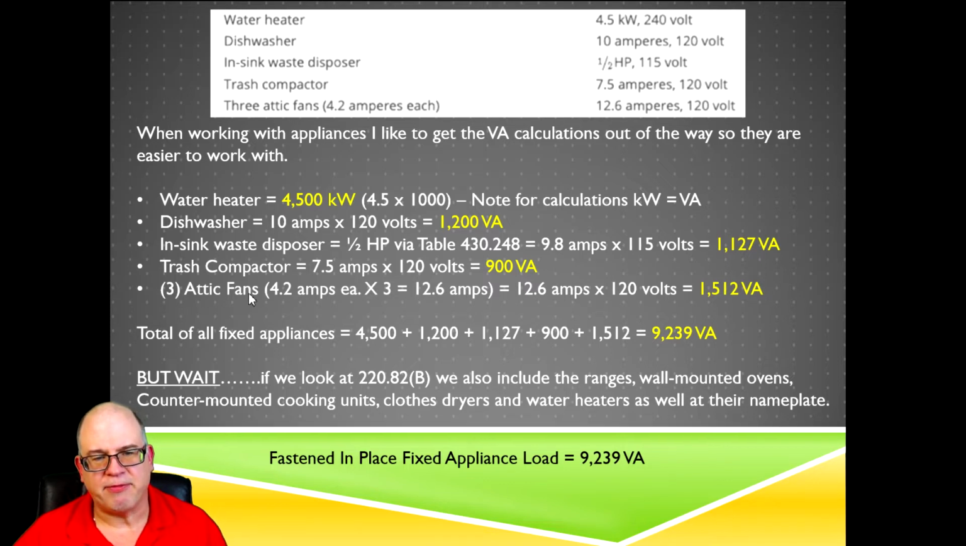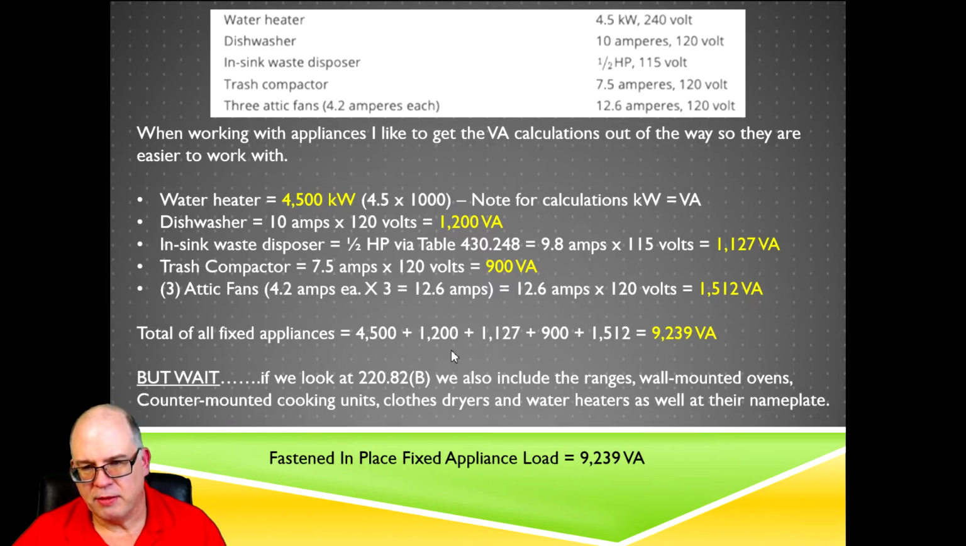And we had 3 attic fans, as you see here. 4.5 amps each times 3 is 13.5, saving us time. We just do the total amps times 120, because they're all 120 volt attic fans. And that is 1,512 VA. We're adding all these up, and we have 9,239. That is what all our fixed appliances are. Plus, we've also thrown in the water heater as well.